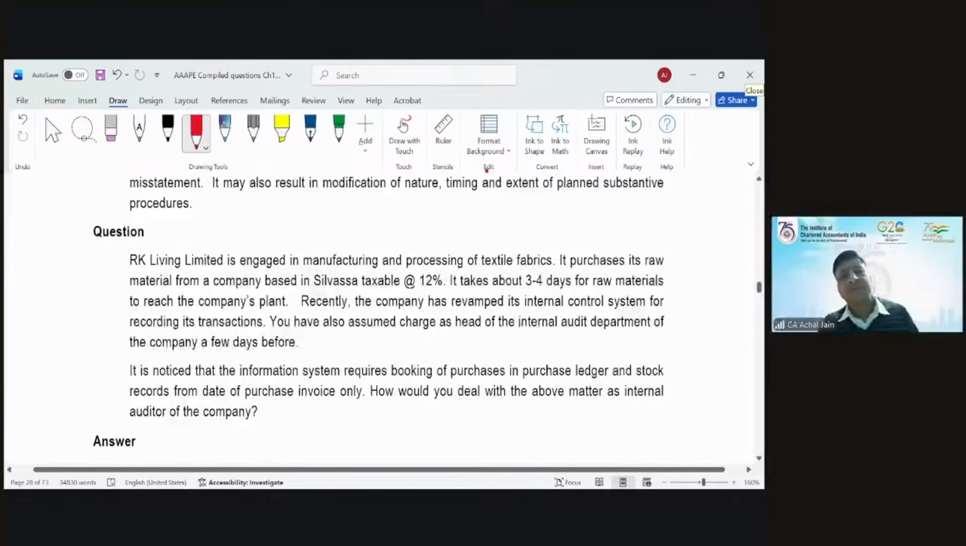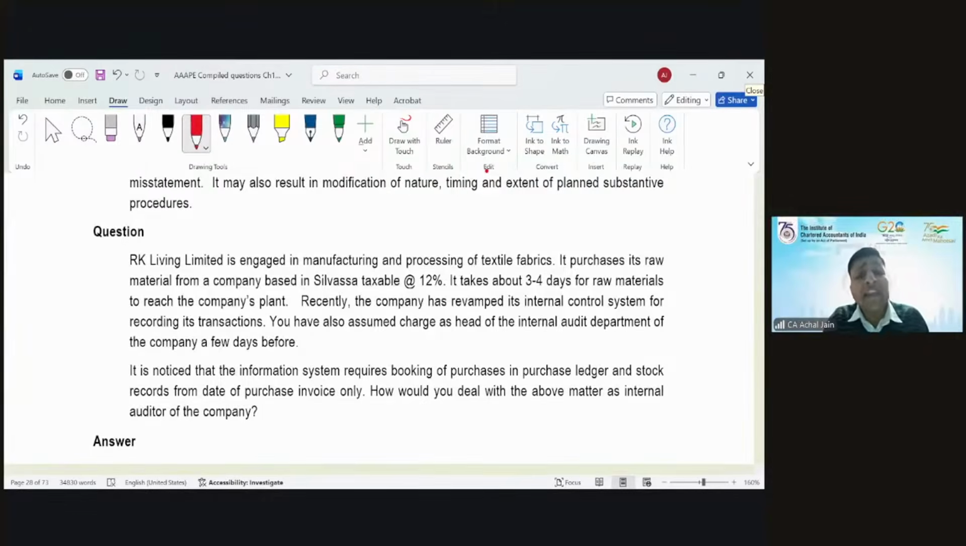Now, RK Living Limited is engaged in manufacturing and processing of textile fabrics. It purchases its raw material from a company based in Silvassa, taxable at the rate of 12%. So what is the nature of the business of the company? It's the manufacturing and processing of textile fabrics. So that's the nature of the business.